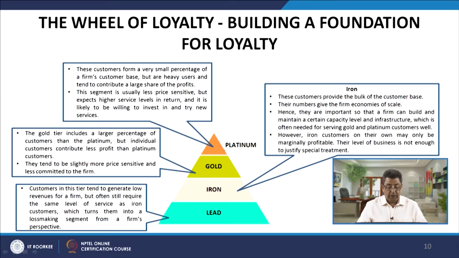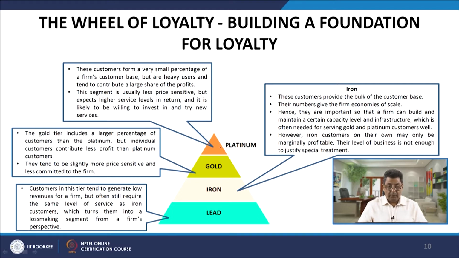This segment is usually less price sensitive, but expects a higher service level in return, and it is likely to be willing to invest in and try new services. So this is what the companies want, this type of customers, the platinum type.